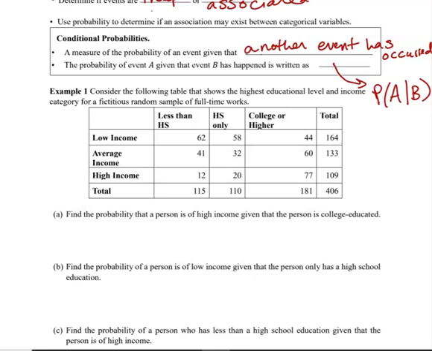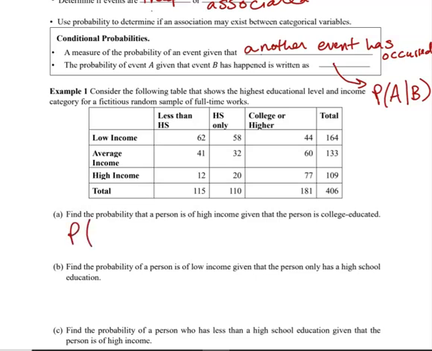So let's look at this table. This is called a two-way table because we're looking at two different variables and numbers for each of those categories. We're looking in this example at highest educational level versus income level for a sample of full-time workers. It's a survey where we asked them their education level versus their income level. Part A says, find the probability that a person is of high income given that the person is college educated. So first of all, how can we write this notationally?